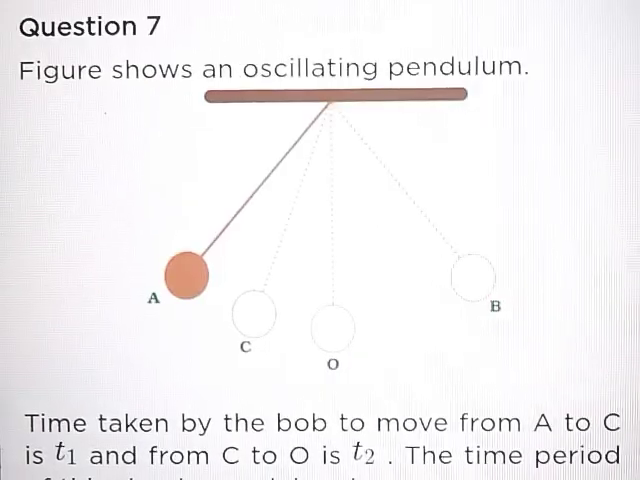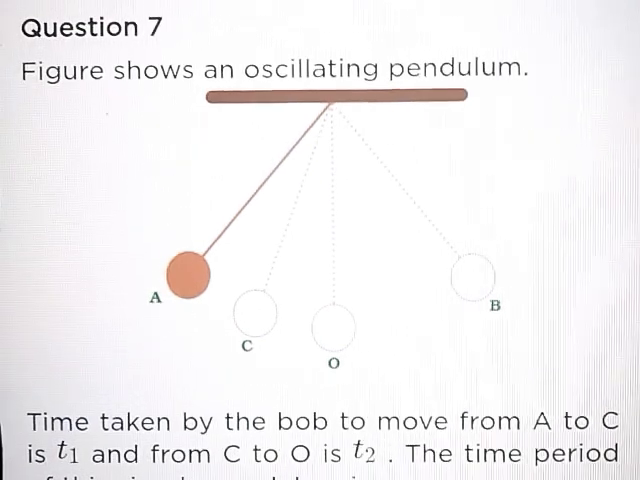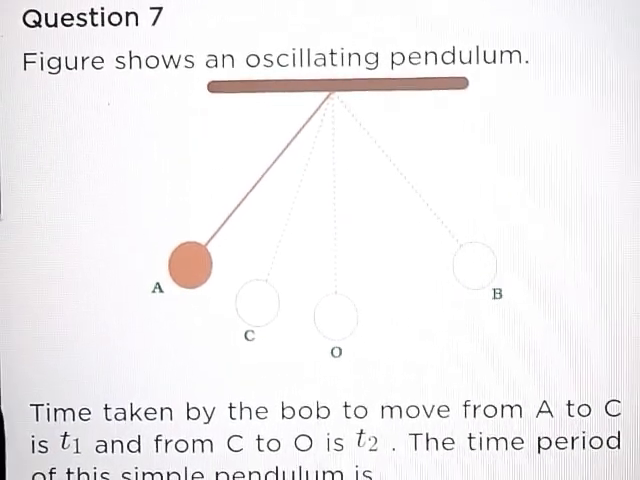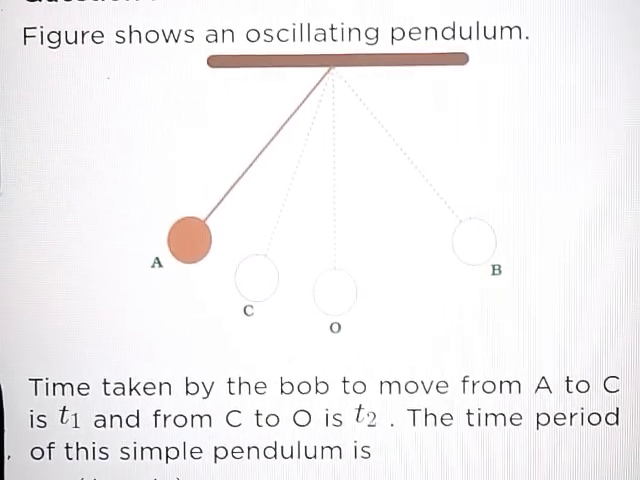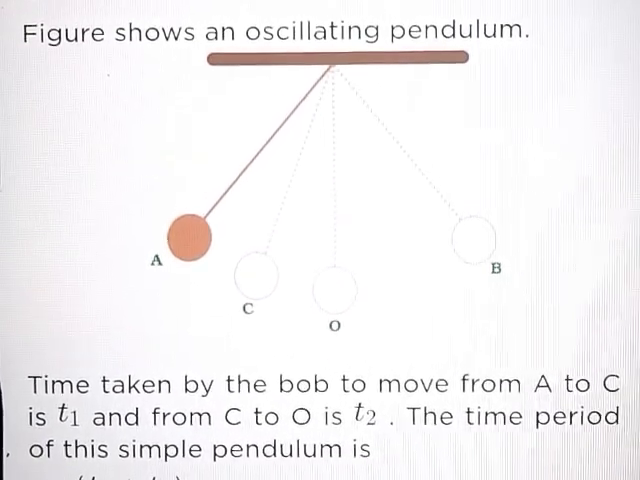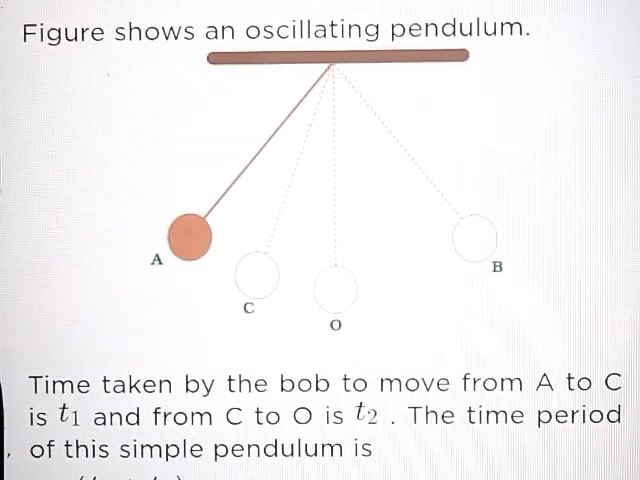Question number 7. Figure shows an oscillating pendulum. Time taken by the bob to move from A to C is T1. From C to O is T2. The time period of this simple pendulum is?